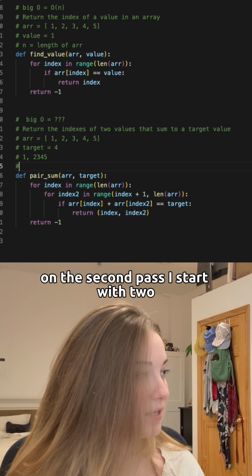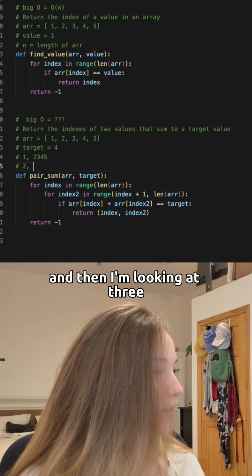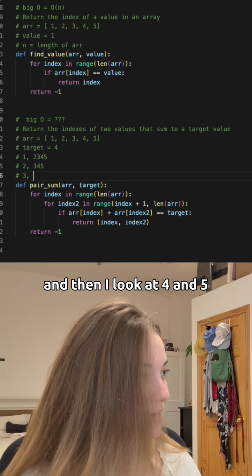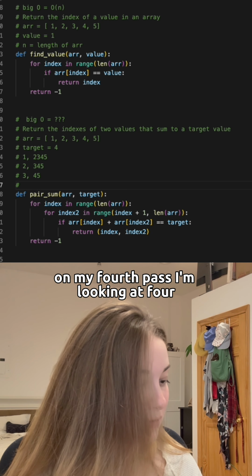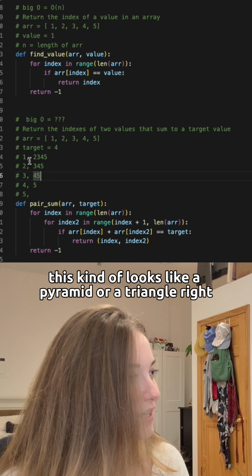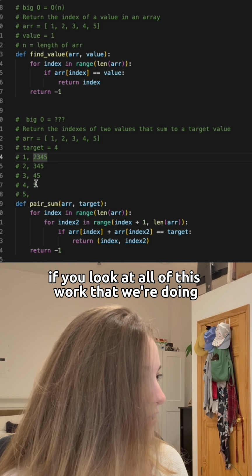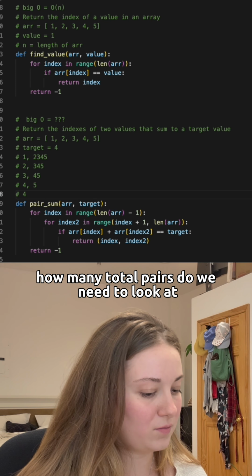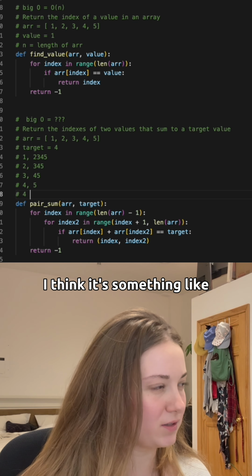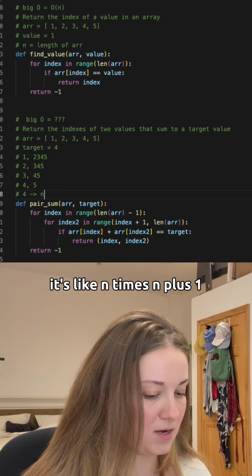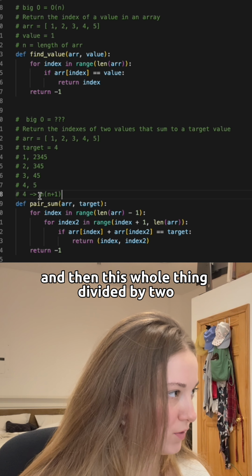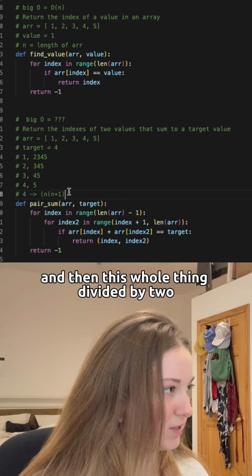On the second pass, I start with 2, and then I'm looking at 3, 4, and 5. On my third pass, I'm looking at 3, and then I look at 4 and 5. On my fourth pass, I'm looking at 4, and I'm looking at just 5. This kind of looks like a pyramid or a triangle, right? If you look at all of this work that we're doing, how many total pairs do we need to look at? Does anyone know the formula for this? I think it's n times n plus 1, and then this whole thing divided by 2.